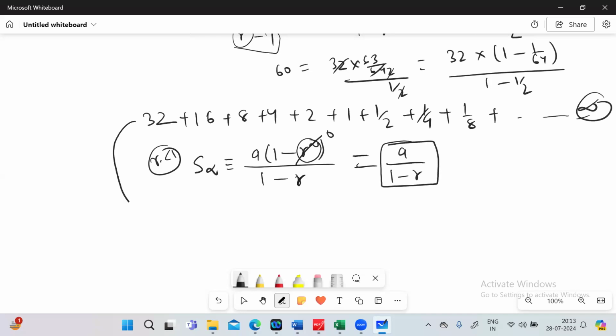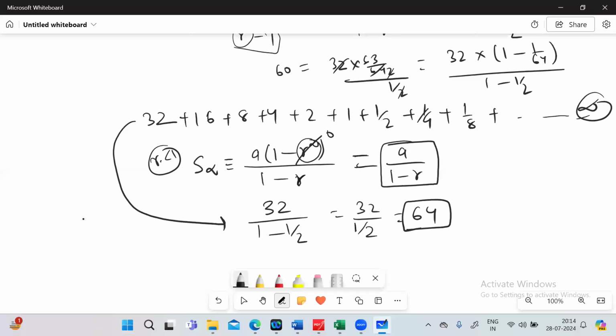So if you want to find the sum of this, it will be what? 32 divided by 1 minus 1 by 2, and you will get the sum as 64.